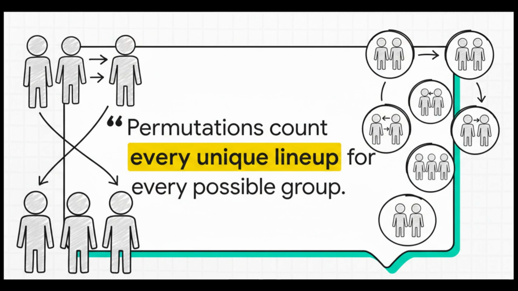That's one single combination. But permutations? Oh, permutations have to count every single way to arrange that one group. Anna, Ben, Chloe. Anna, Chloe, Ben. Ben, Anna, Chloe. You get the idea. As the slide says, permutations count every unique lineup for every single group.